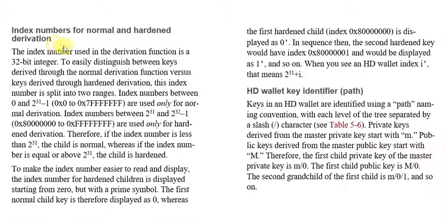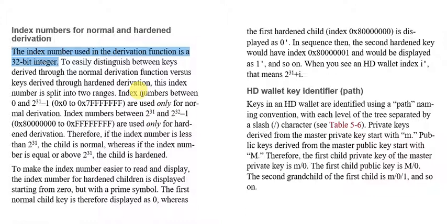Index numbers for normal and hardened derivation. The index number used in the derivation function is a 32-bit integer. To easily distinguish between keys derived through the normal derivation function versus keys derived through hardened derivation, this index number is split into two ranges. Index numbers between 0 and 2^31 (0x0 to 0x7FFFFFFF) are used only for normal derivation.